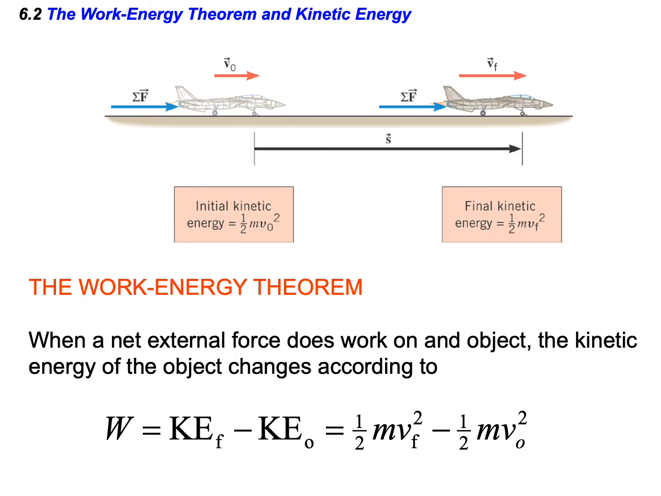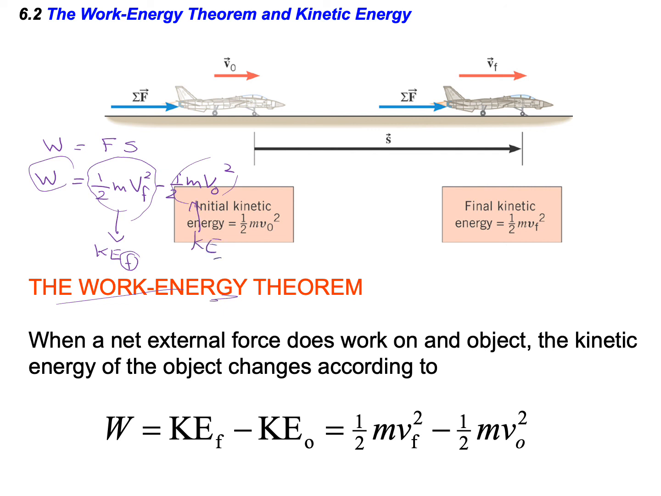Okay, so now we have two equations for work. In previous slides we learned work is force times displacement, and we just learned another equation to calculate work, which is equal to half mass v final square minus half mass v initial square. This is kinetic energy, this is work, so we call it the work energy theorem: KE final, the final kinetic energy, minus KE initial, the initial kinetic energy.